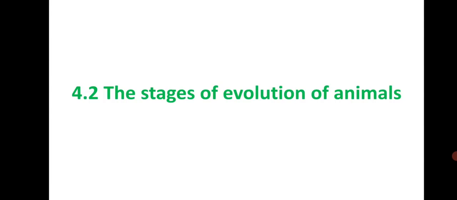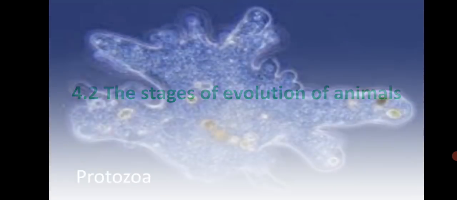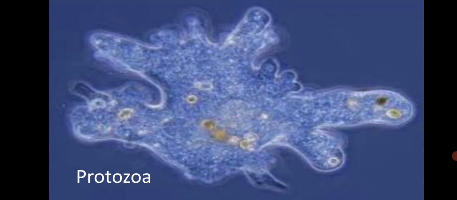Now let's learn about the second part, the stages of evolution of animals. We have learned in the previous lesson that life on earth began with unicellular organisms known as protozoa. You have learned it in the previous chapter, right? That they are so tiny that we cannot see them with the naked eye. We can only see them with a microscope.